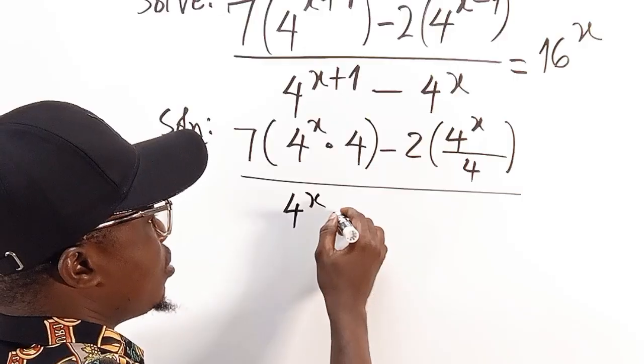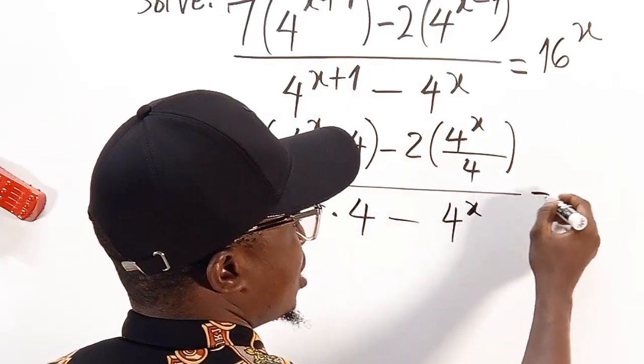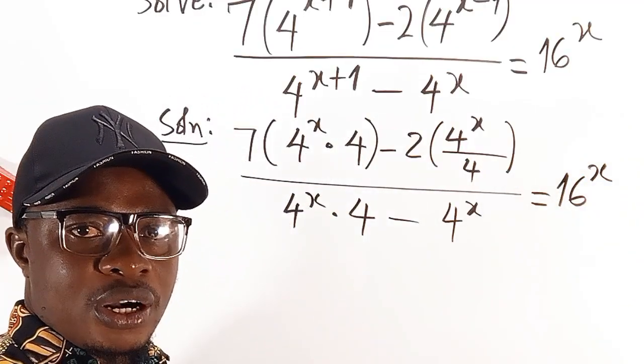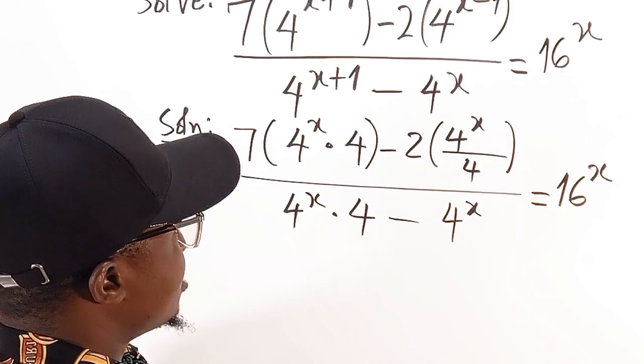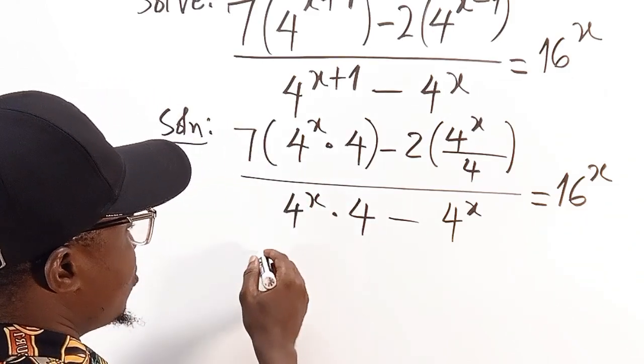4 to the power of x multiplying 4, then take away 4 to the power of x. Now everything equal to 16 to the power of x. All right, so the next thing we are going to do here is that this 7 we multiply this, we're going to have 28.